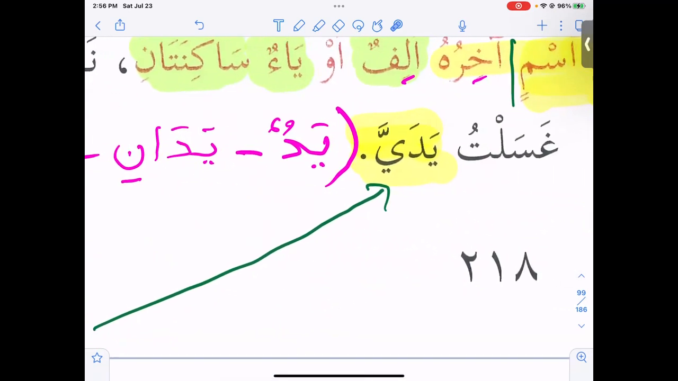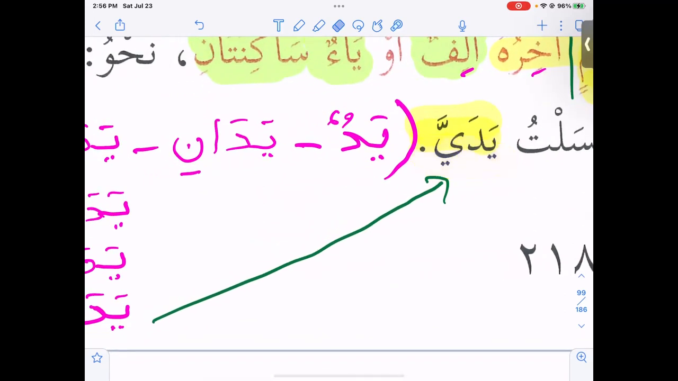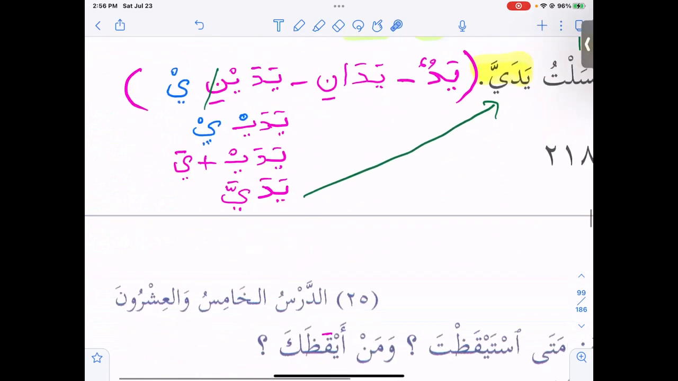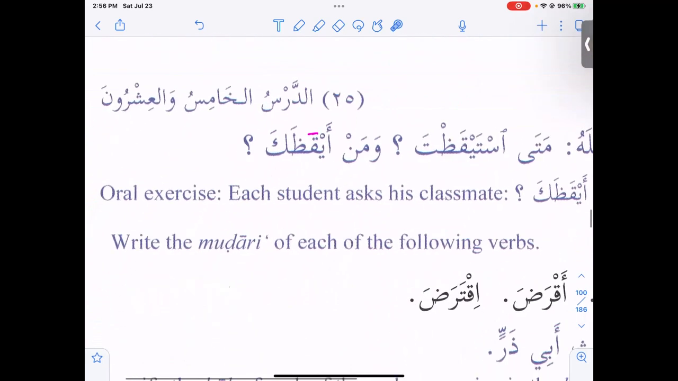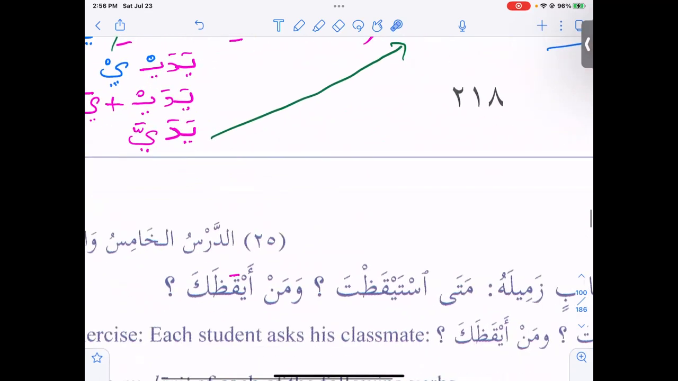Yadaiya, gasaltu, I wash my two hands. Remember, this is mafulun bihi. It is mansub. This is mafulun bihi. It's mansub. I hope you got it. Alhamdulillah. So now, this is lesson. We are still.